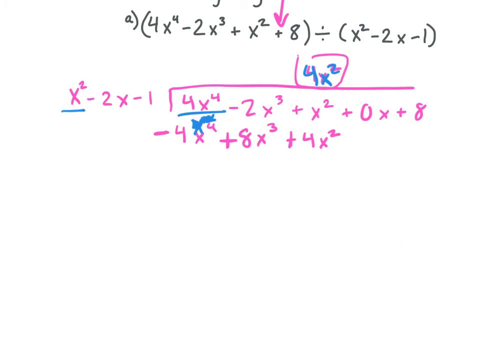Okay, we got those numbers by multiplying this times everything out front. So we multiplied 4x squared times x squared, 4x squared times negative 2x, and 4x squared times negative 1. That's how we got this row here. Then in this row, we have to change the signs, because our number one goal is to get our first terms to cancel out.